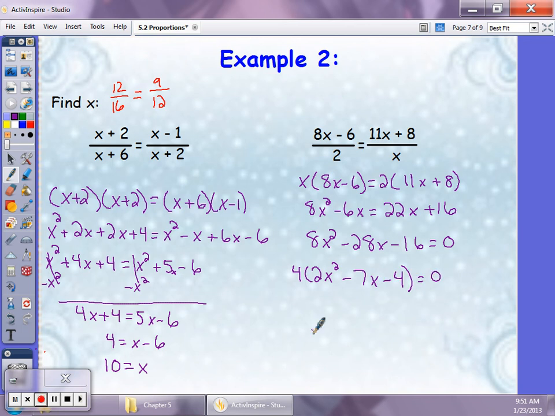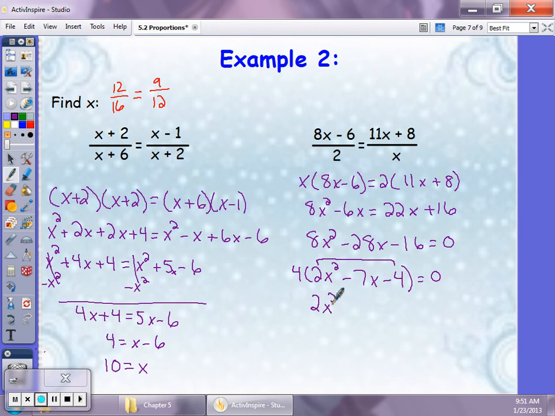Since the coefficient in front of the x squared term is not 1, we're going to have to factor by grouping. So we're looking for two numbers that multiply to negative 8, but when you add them, give negative 7. So those factors are negative 8 and a positive 1. So for right now, we're going to ignore the 4 that we factored out, and we're going to factor the quadratic. So we're going to factor by grouping.